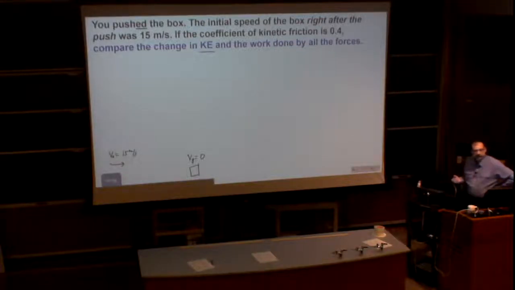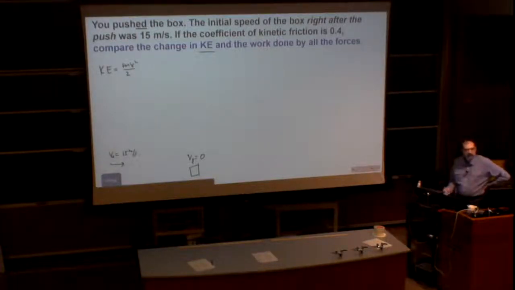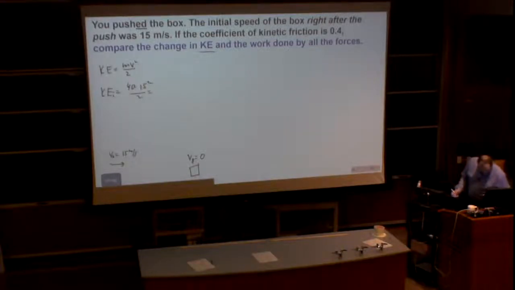If we need to compare something to something, we just have to calculate each thing. Kinetic energy, by definition, is equal to this product: mass, speed squared over 2. We have to calculate it twice. The initial kinetic energy has to be equal to 40 times 15 squared divided by 2. 40 times 15 squared divided by 2, 4,500 joules.